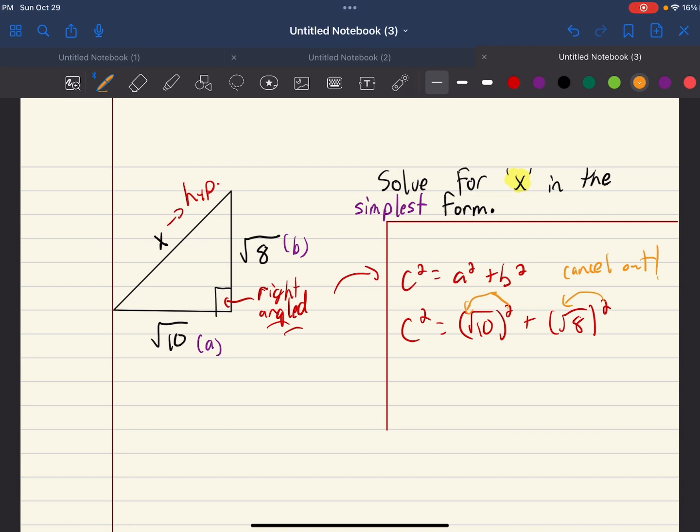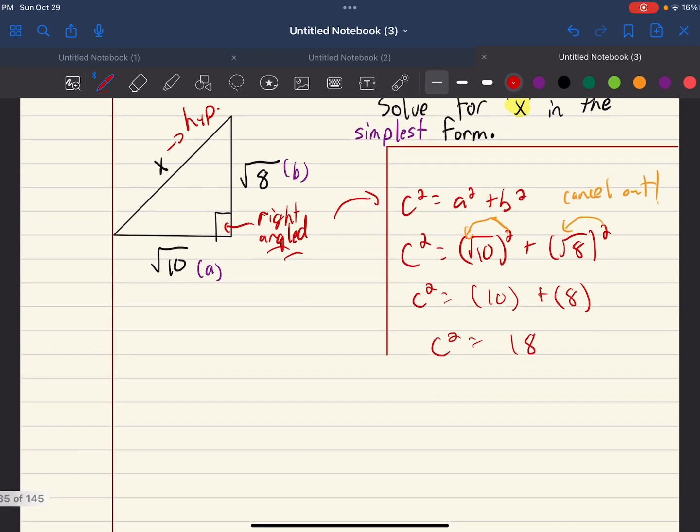So what we end up with really is c squared is equal to 10 plus 8. Because when you square a root, you end up just removing the square root. And so then I got c squared is equal to 18.